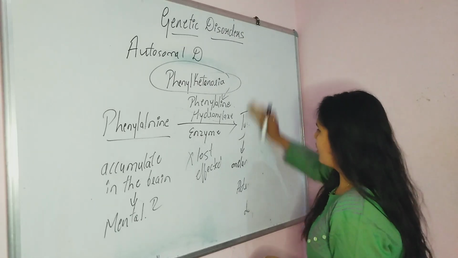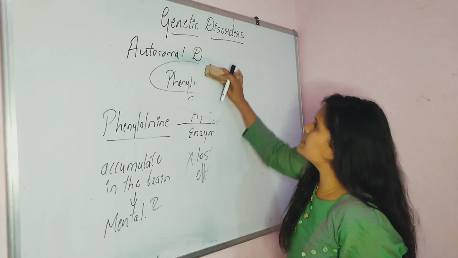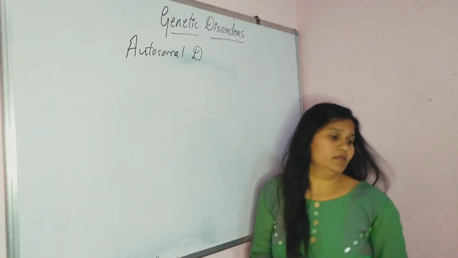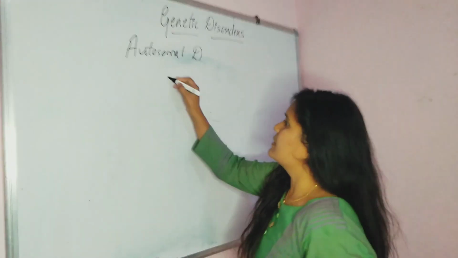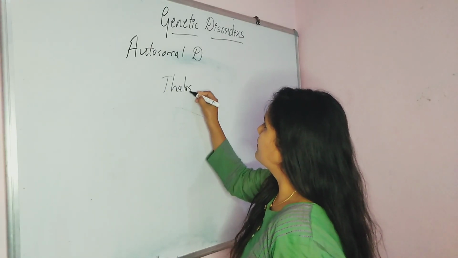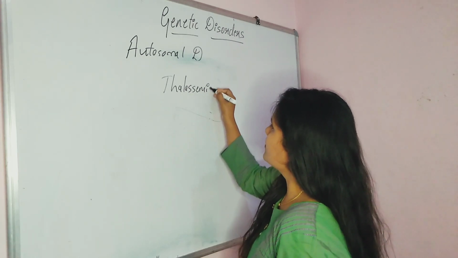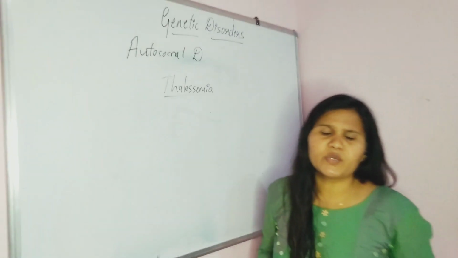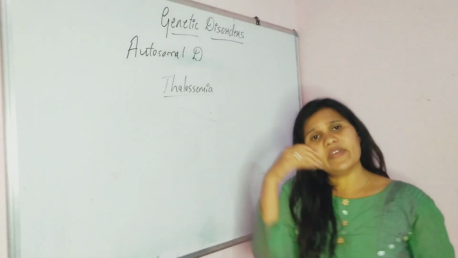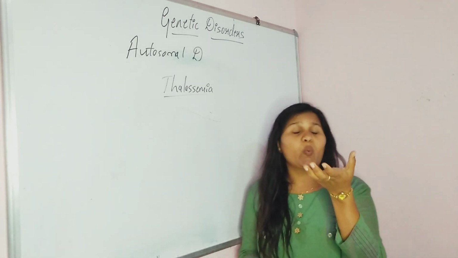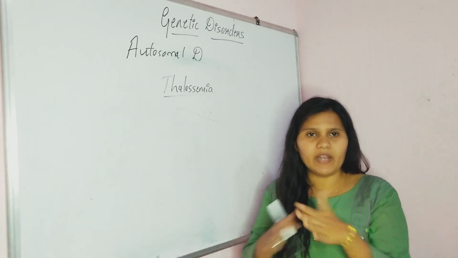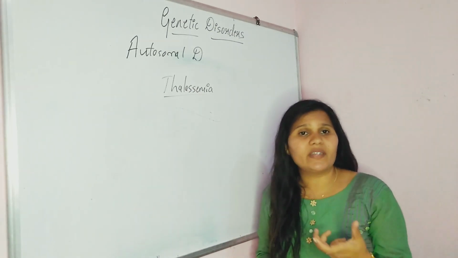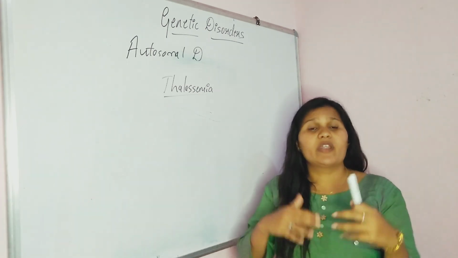So now let's go on with one more disease, that is thalassemia. So what is this thalassemia then? It is a bit opposite to what? Sickle cell anemia. In case of sickle cell anemia, the quality of the blood is disturbed, right? But here in case of thalassemia, the quantity of the blood will be disturbed or it may increase.